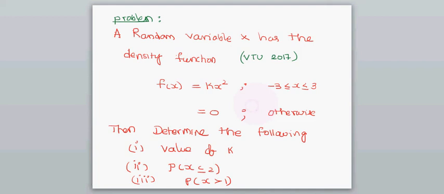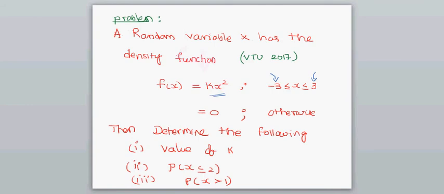In this problem, we have a density function which is kx², and the interval is defined as -3 to +3. In order to calculate this k value, we have to make the integration in the range -3 to +3 equal to 1. That is the basic condition of the probability density function.